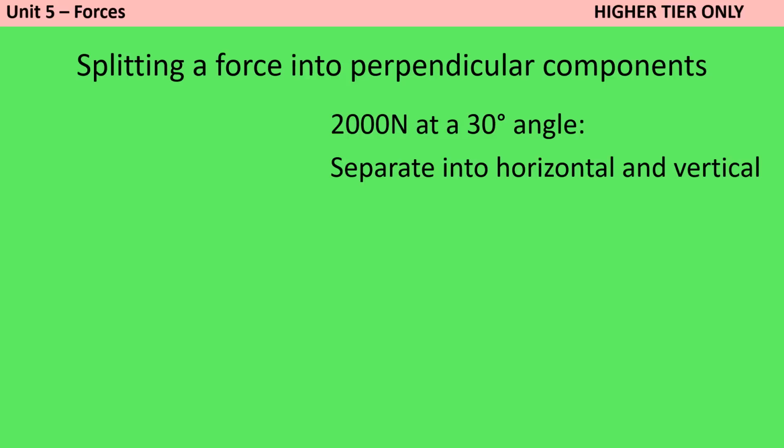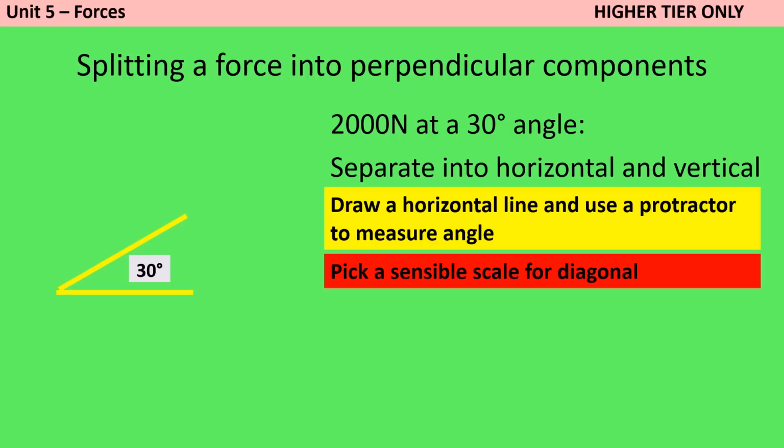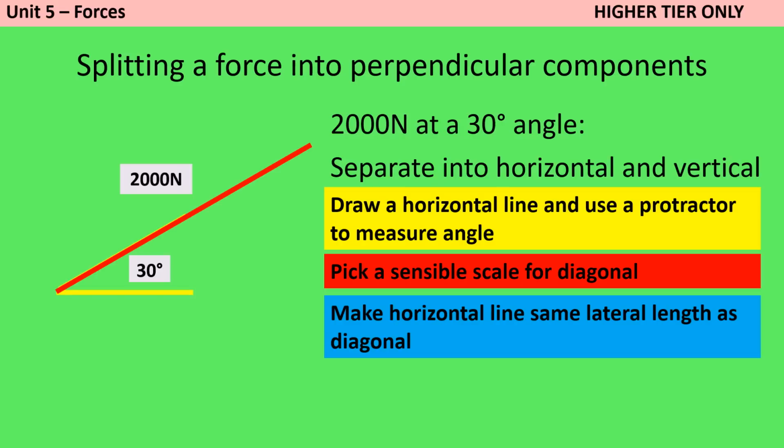So the first thing we need to draw is our scale diagram to actually give us that force. So draw a horizontal line and then use your protractor to measure the 30-degree angle. At this stage I'm just going to draw a little line because I'm not really worried about the length yet, I just want to make sure I've got the angle there. Then I'm going to pick a sensible scale and make my line be that full length distance.